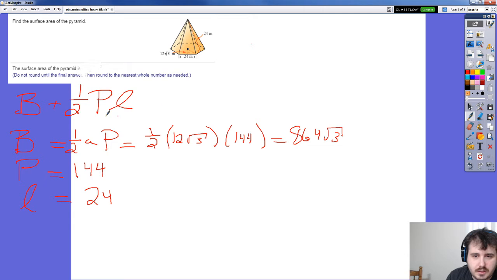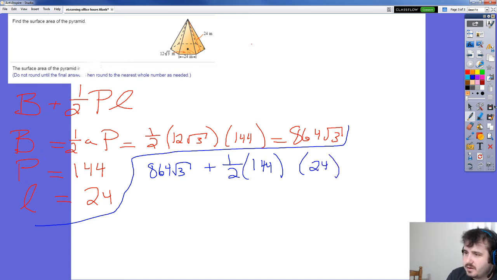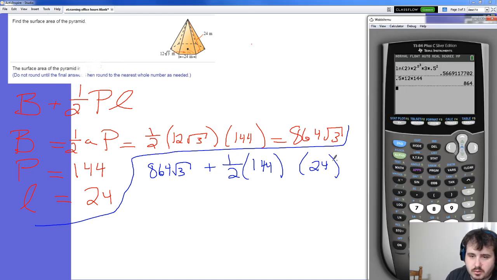So now look, I've got everything I need. Area of the base plus 1/2 times the perimeter times the slant height. So let's do that. I'm going to use a different color now. So area of the base plus 1/2 times the perimeter times the slant height. And because it does say round to the nearest whole number, now I can just crank this out.